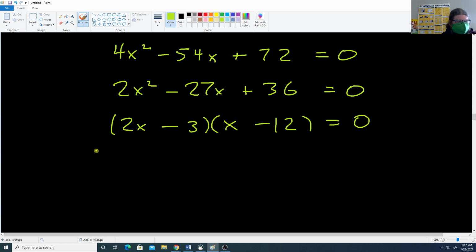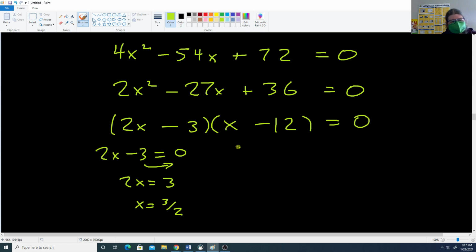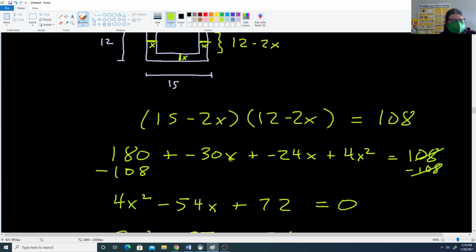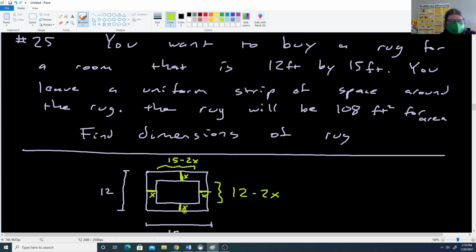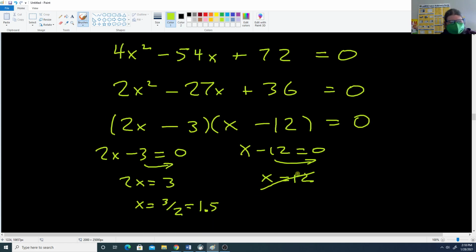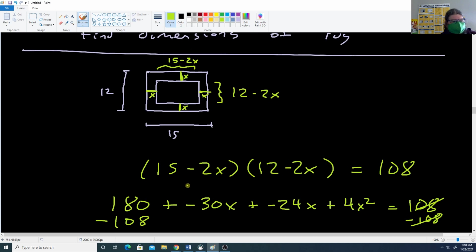We're going to set each factor equal to 0. So 3 slides on over, says 2x is 3. Divide by 2, says x is 3 halves. On this side we get x minus 12 equals 0. Slide the 12 over, x equals 12. So 3 halves is 1.5. So this is saying the border here could either be 1.5 or it could be 12. Well, the room's only 12 feet, so you can't come in 12 feet from either side, so 12 is not going to work. So the border is 1.5.